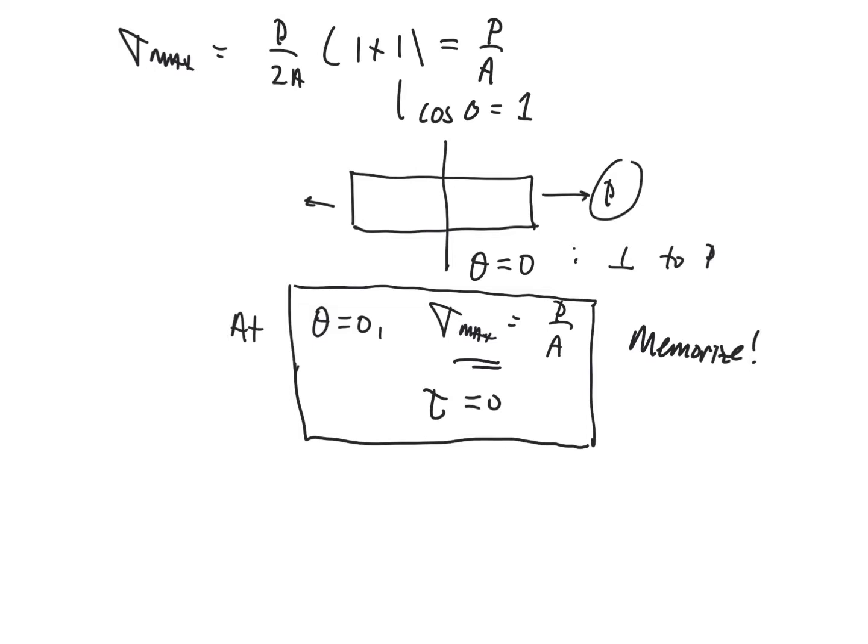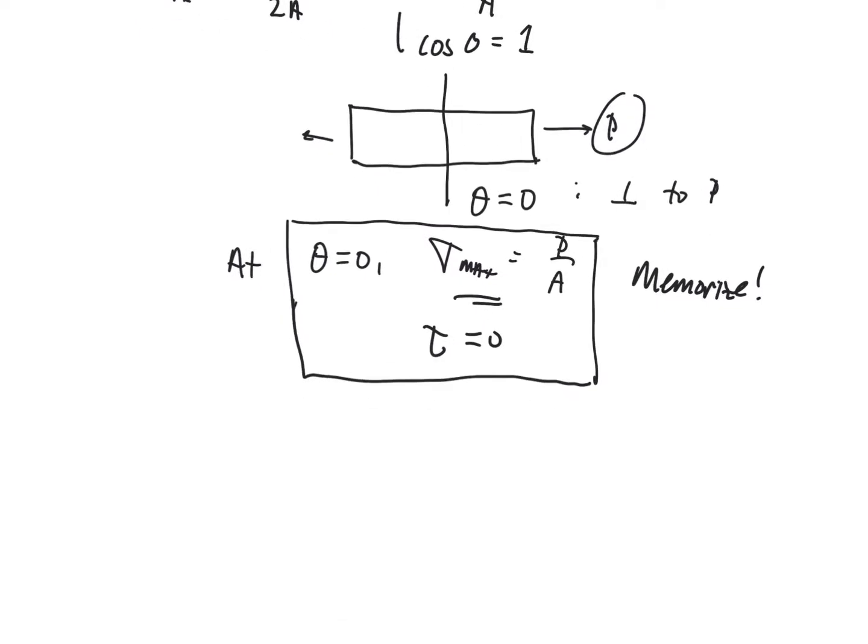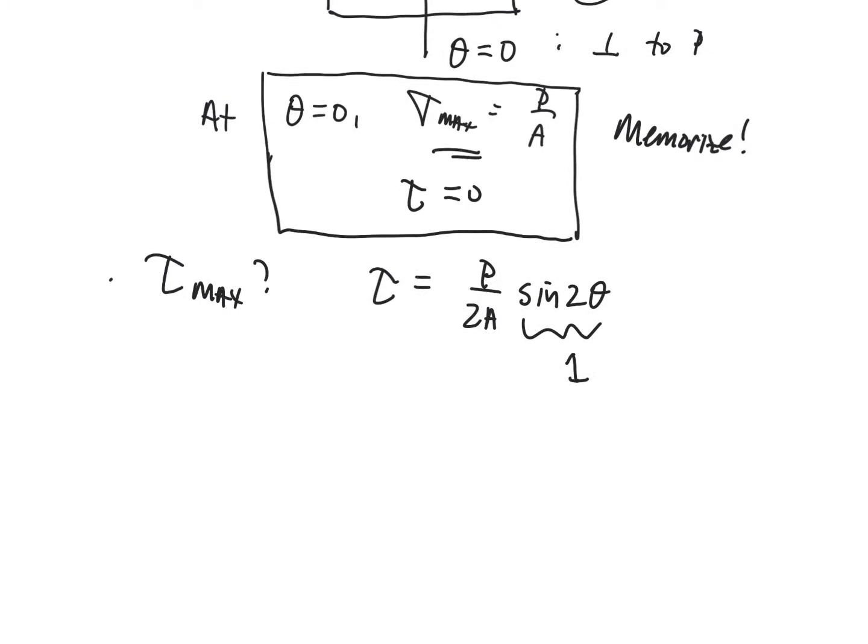All right, well, what about tau max? So if we look back at tau max, in fact, let's rewrite it. So tau max, question mark. Well, remember that tau is equal to P over 2A times the sine of 2 theta, all by itself. Once again, we remember that the peak value that the sine of anything can take is 1. That's the absolute highest. And so that means that tau max is going to be P over 2A just times 1. So we can write then that tau max is going to be equal to P over 2A.